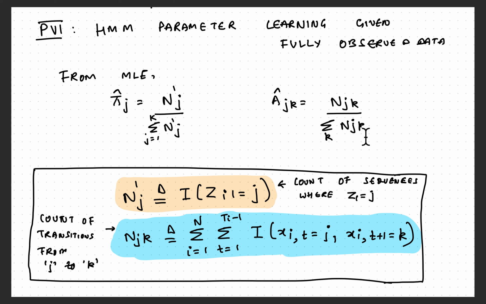So we've seen how to estimate the prior probability and the transition matrix. How do we estimate phi? Could you think for a minute?